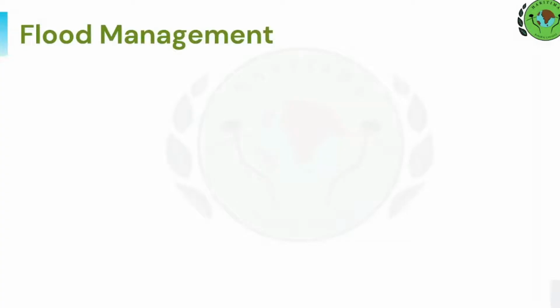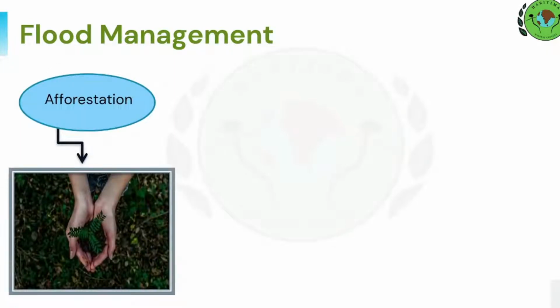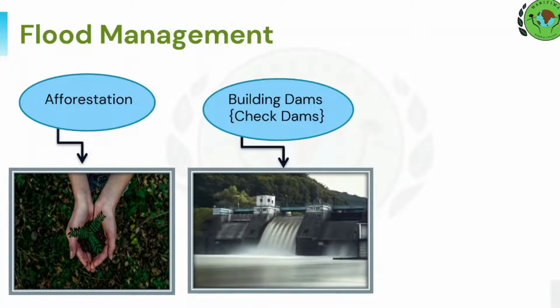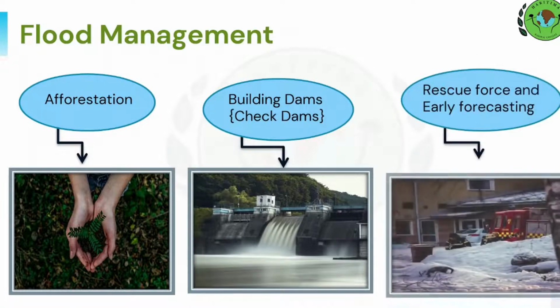Now, since we have learned about the causes and effects of flood, it is very important for us to know about flood management. Some techniques of flood management are afforestation, which means establishment of forest in an area that was previously not forested. The next one is building and checking dams to control the flow of water. And the very important one is early forecasting and rescue force.